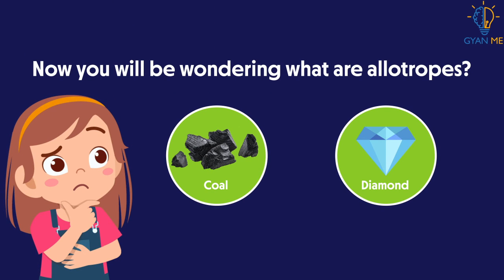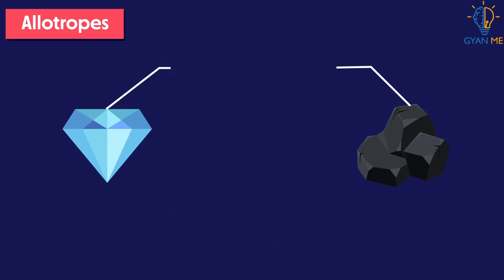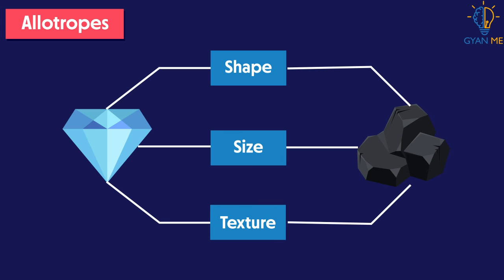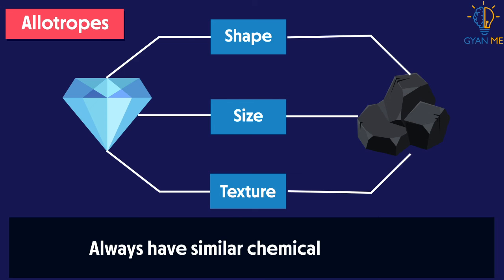Allotropes can be defined as follows. Two or more forms of any element that exist independently due to the different arrangement of atoms are called allotropic forms of that element. Since their shape, size and texture are different, they have different physical properties. But students, note that they will always have similar chemical properties. Students, can you guess a reason for this?